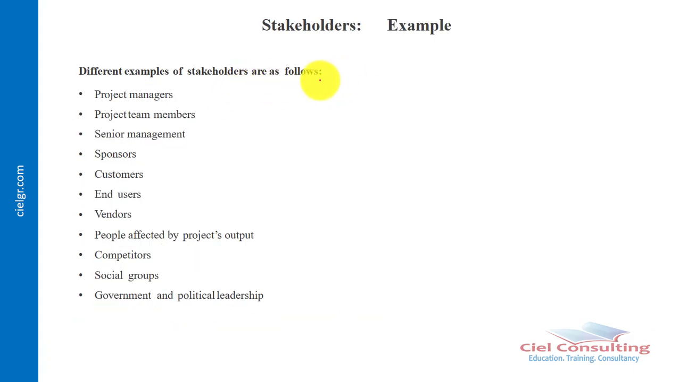So these are examples of folks who can constitute your project stakeholders. Of course, they can include the project manager, the project team members, your senior management, your project sponsor, your customers, the end users, the vendors, then also people affected by the project output, also your competitors, your social groups, as well as government and political leadership. Don't forget, this list is not exhaustive. Otherwise, we also have other folks or groups who can actually constitute or make up your project stakeholders.